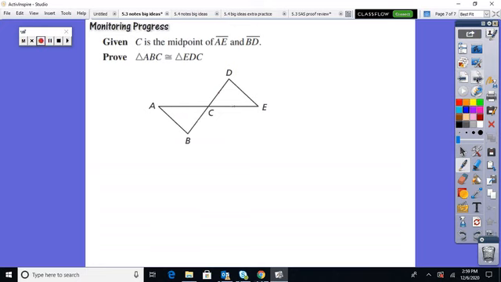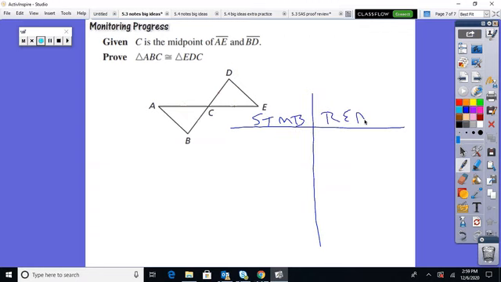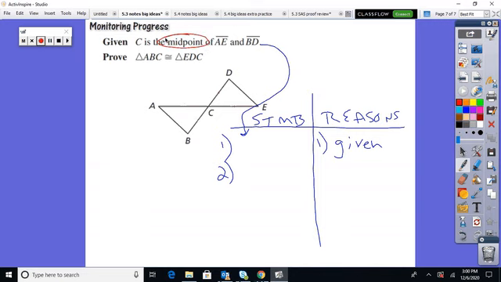All right, picking it back up. We've got our statements and our reasons. First step is always the given. Second step, all that stuff goes there. Okay, now, just like we talked about earlier, they say midpoint, you're going to say midpoint. Now this is cool because C is the midpoint of AE and BD. So it's going to cut both of these things in half.